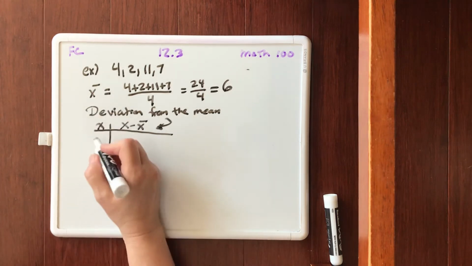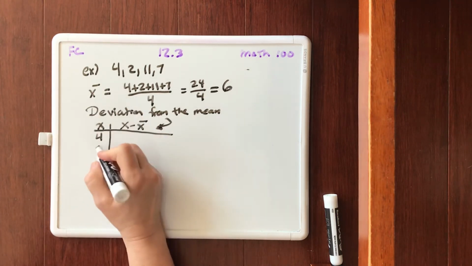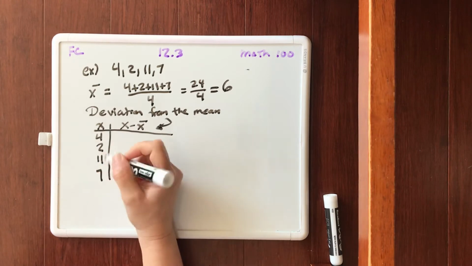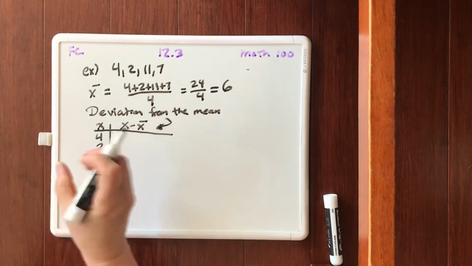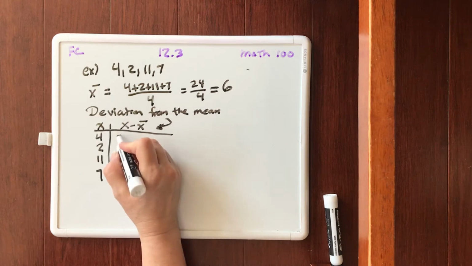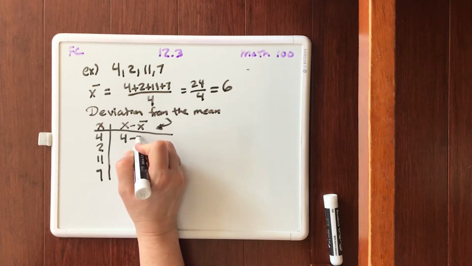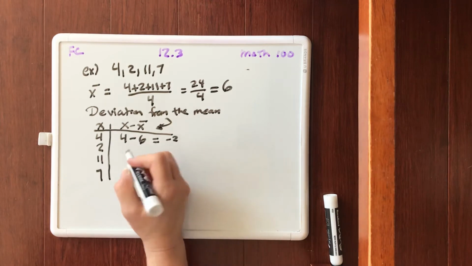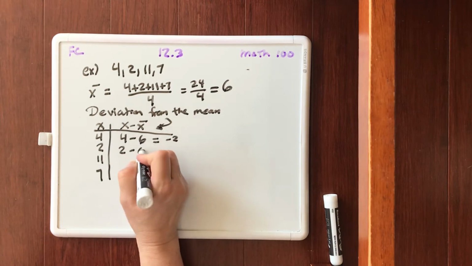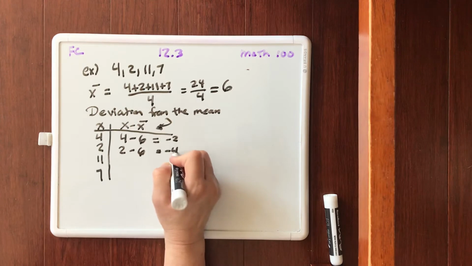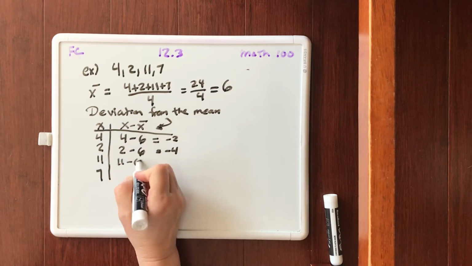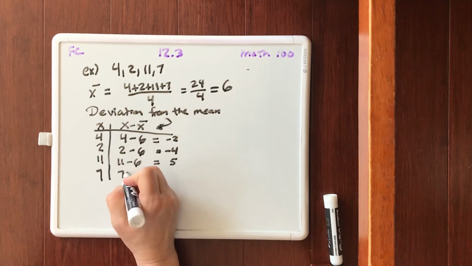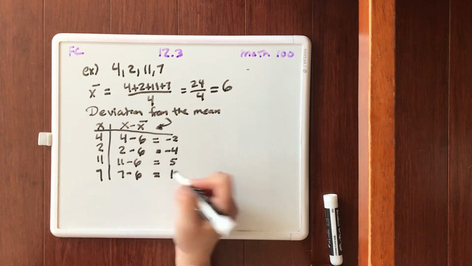So in this case, these are our x's, our data points, 4, 2, 11, and 7. And we're going to deviate from the mean to see how far off they are from the mean. So 4 minus 6, which is negative 2. 2 minus 6, which is negative 4. 11 minus 6, which equals 5. And 7 minus 6, which equals 1.